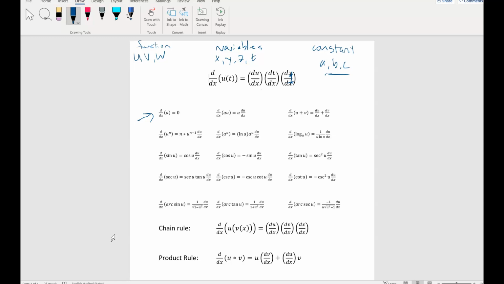So then likewise, if we're taking the derivative of a constant times some other function, remember u represents a function, so if we're taking the derivative of a times some function, you will get a times the derivative of that function. That's what this notation means. So I'm taking the derivative of a times a function, I will get a times the derivative of the function. Okay?